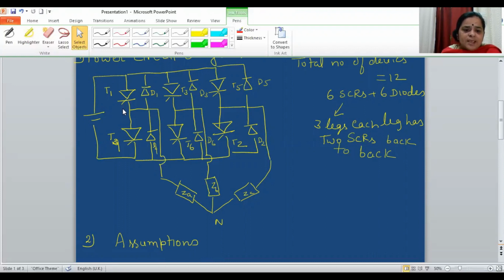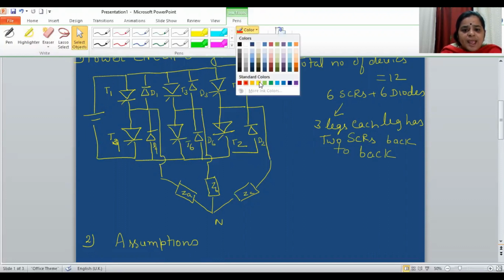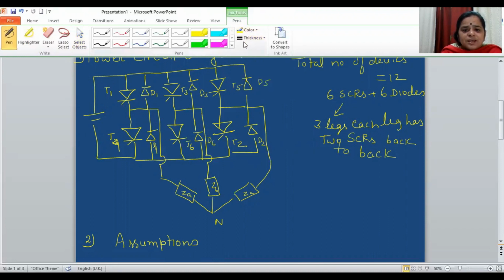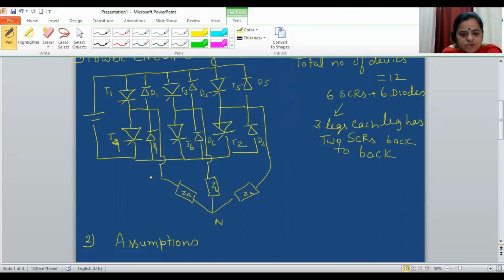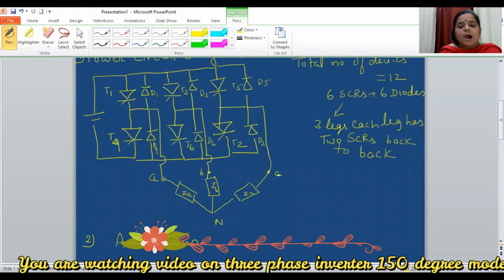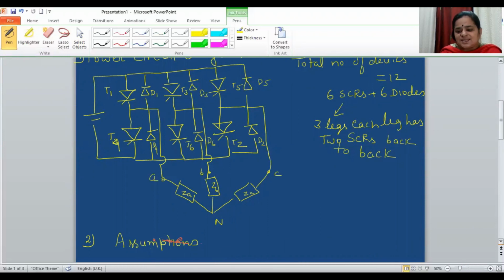And you can see that the output of this three-phase inverter is connected to a three-phase load, that is ZA, ZB, ZC, and that load is connected in a star fashion. This is A phase, this is B phase, and this is C phase. So this is something about the power circuit diagram of a three-phase inverter.